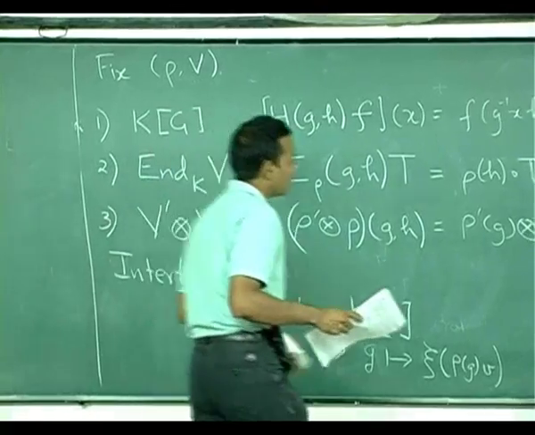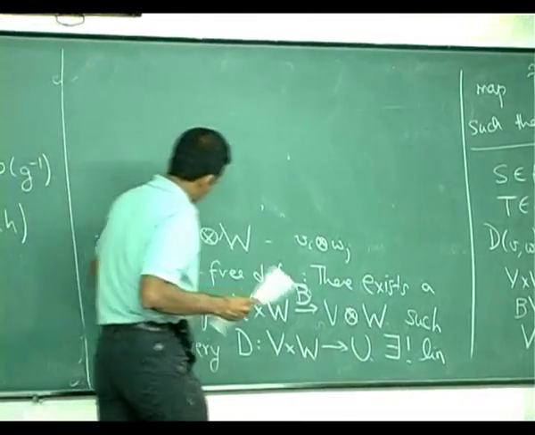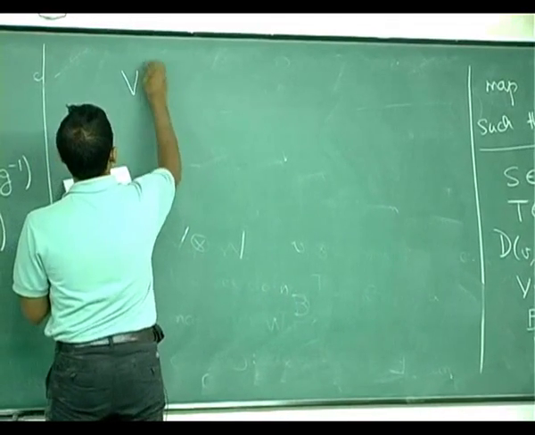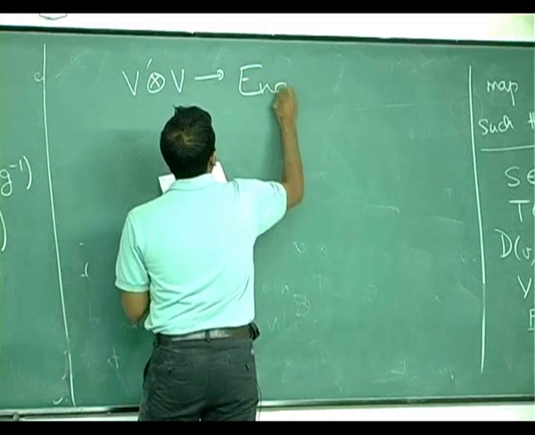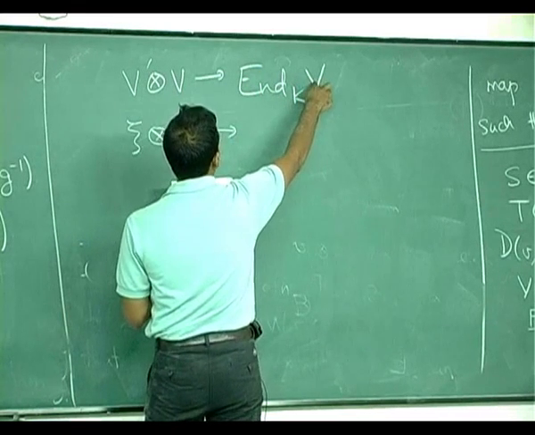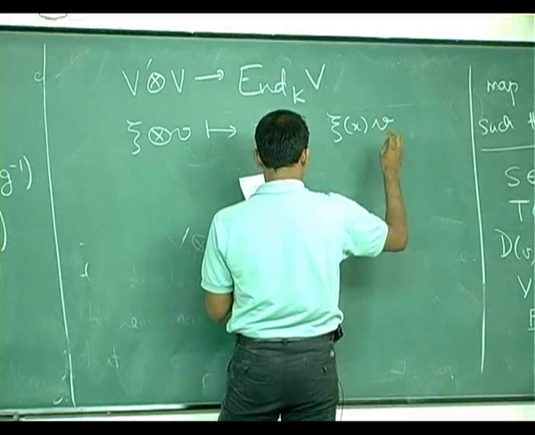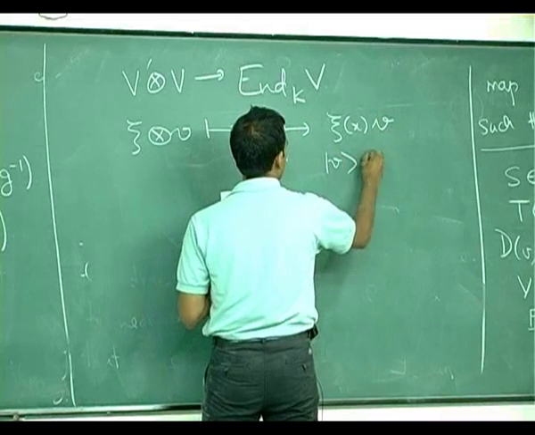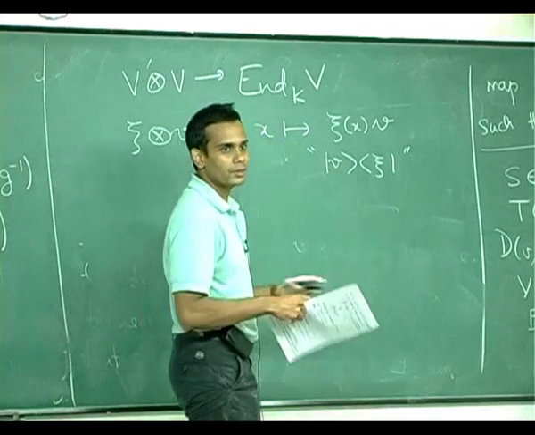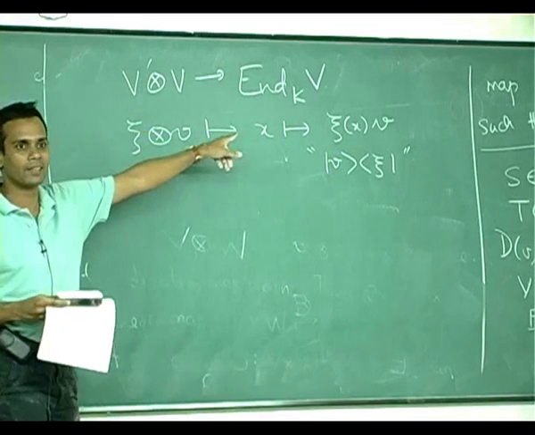And the other one is between these two, and that's in fact an isomorphism. You may have seen it if you've studied abstract tensor products before. So the second one is V prime tensor V to End V, which is given by z tensor v goes to, now I need to take a vector in V and tell you where it goes. So it goes to z(x) v. So physicists often denote this by this symbol. This is going to be a rank 1 endomorphism because its range is just spanned by v.